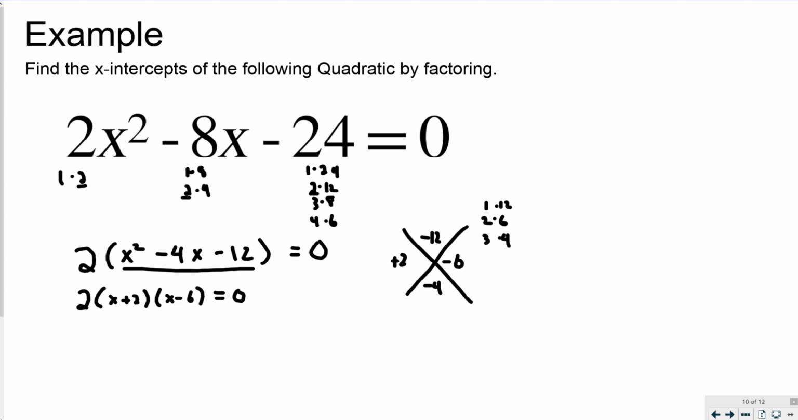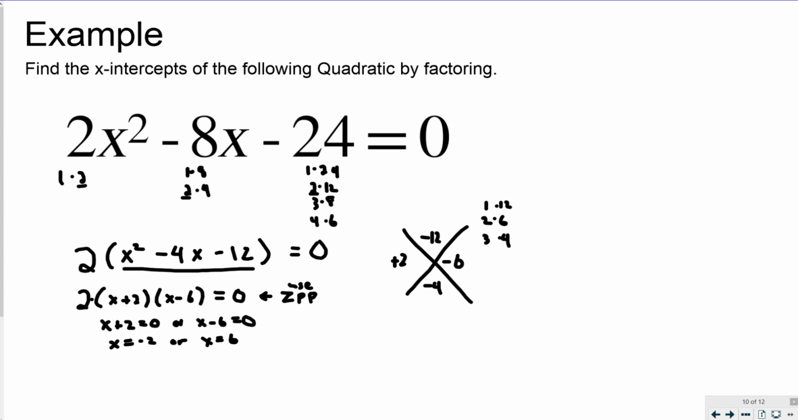And then I can use the zero product property. Because the coefficient is a number and only a number, I ignore it when I write my zero product property statements. So I'm just going to make the statement x plus 2 equals 0, or x minus 6 equals 0. So when I solve for x, I get x equals negative 2, or x equals 6.